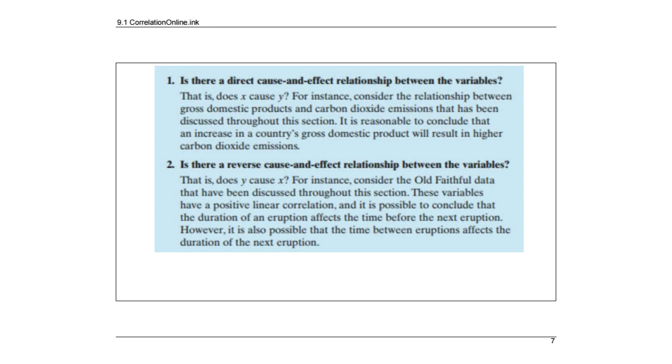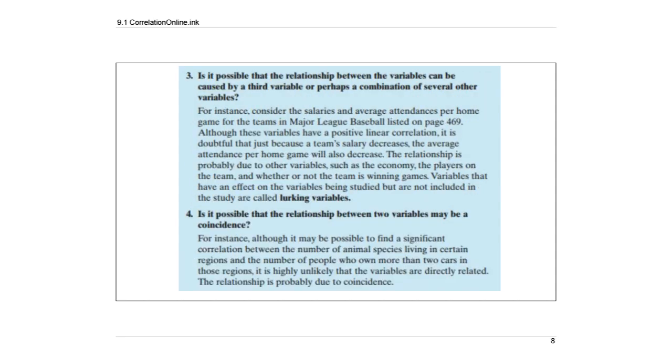Sometimes the variables have a positive linear correlation, but it doesn't mean that there's actually that cause and effect relationship between the variables. And so we do have to be very careful when we create studies. We also have to be careful because a lot of times something else is controlling the relationship, not just the x and the y. So there could be a third variable or maybe other variables that are actually making that be a positive linear correlation. Or it could be a coincidence.